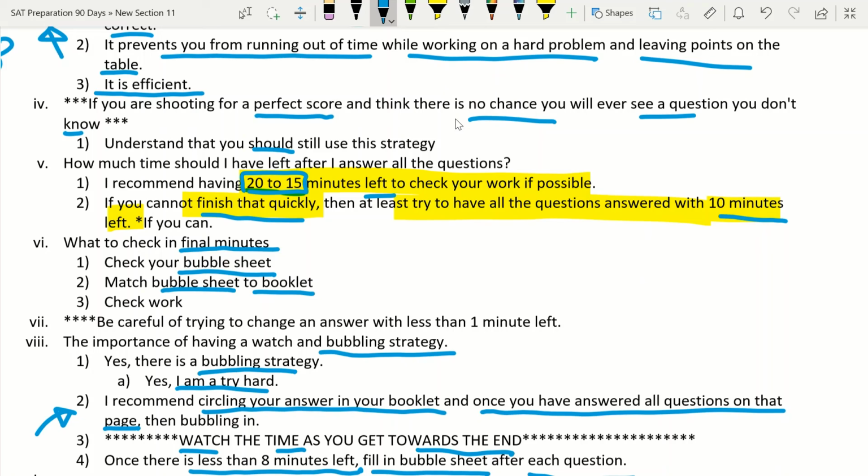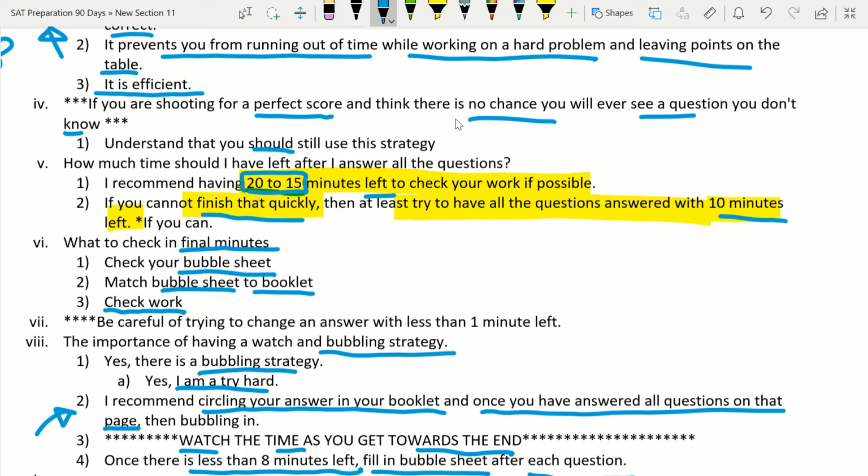So after I've answered all of them, let's say I have 20 minutes left, what I'm going to do is make sure that everything in my bubble sheet matches what my answers in my test booklet are. After that, I'm going to go through and check my work on any problems that I struggled with or that took me a fair amount of time or that were more difficult. I'm going to go ahead and check my work on those.